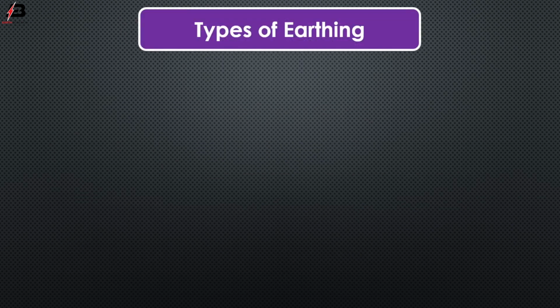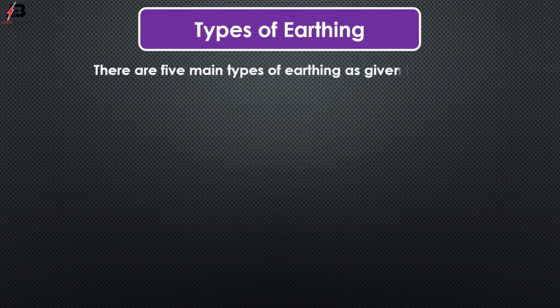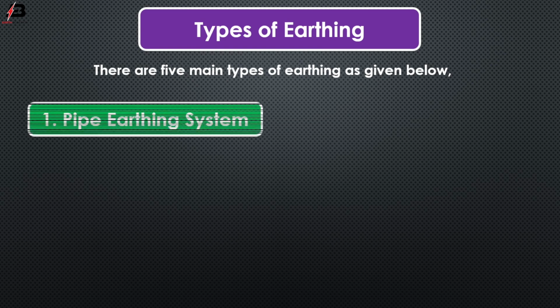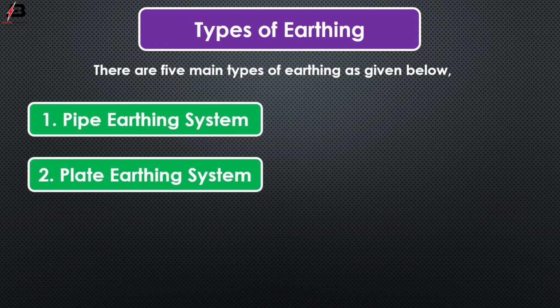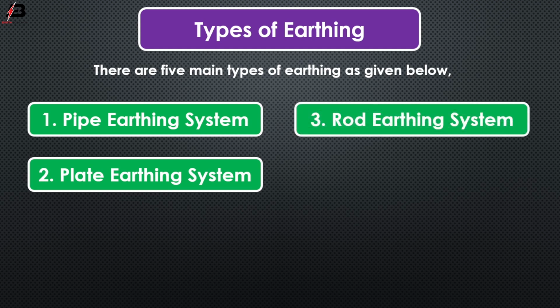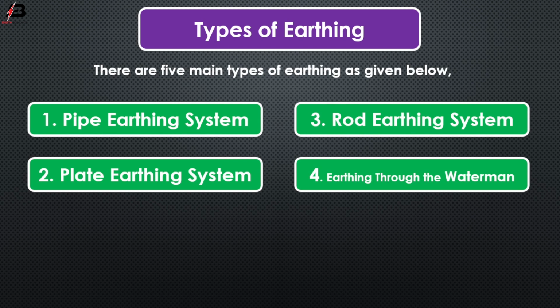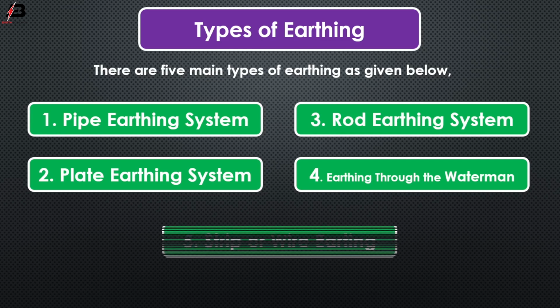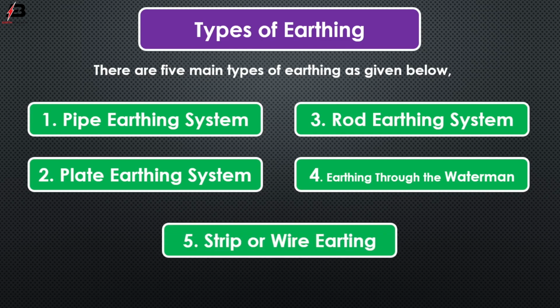Types of earthing. There are 5 main types of earthing as given below. Number 1, pipe earthing system. Number 2, plate earthing system. Number 3, rod earthing system. And number 4, earthing through the waterman earthing system. Number 5, strip or wire earthing system.